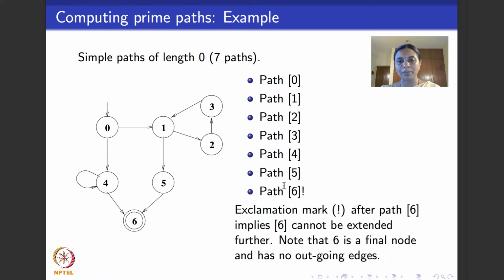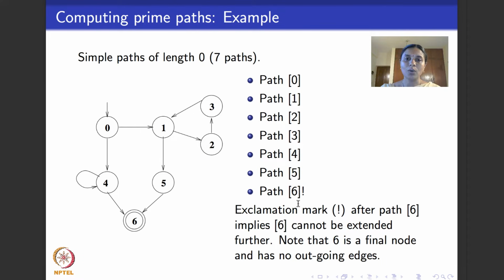I've just enumerated them. Another thing to be noted is that at the end of this 0 length simple path, which contains this single vertex 6, I have put an exclamation mark. What is the role of the exclamation mark? The exclamation mark tells us that this simple path, which contains the single vertex 6, cannot be extended anymore as far as this graph is concerned. Why is that so? Because 6 is a final vertex and there are no edges going out of 6. So I remember that by putting an exclamation mark.